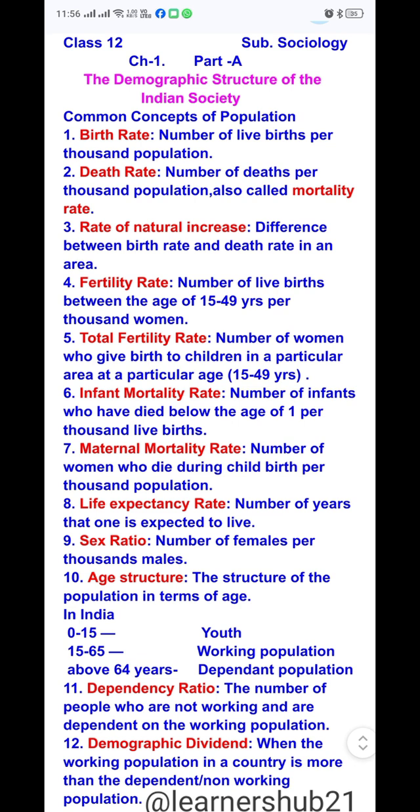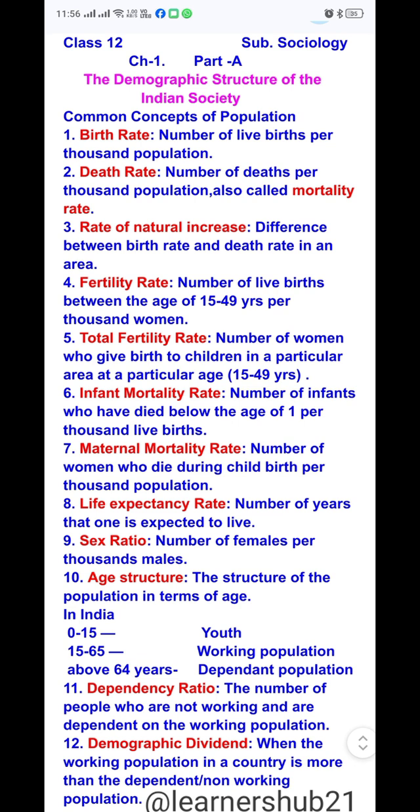Dependency ratio: the number of people who are not working and are dependent on the working population is known as the dependency ratio. Now students, look at the 11th concept. According to that, the youth or dependent population is counted in the dependency ratio because they are not of working age, so they are dependent on the working age population. And which is the working population? That is your demographic dividend.